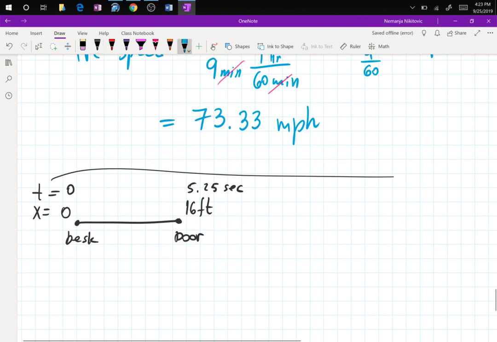Again, that's not calculus, it's basic, right? Where we say 16 divided by 5.25. Now 5.25 is going to be around 5. So 16 divided by 5.25 is going to be 3.05, which we'll call 3 feet per second. That's the walking speed.